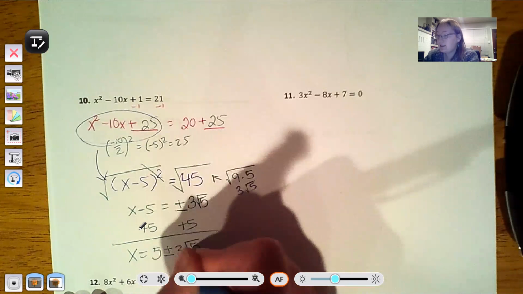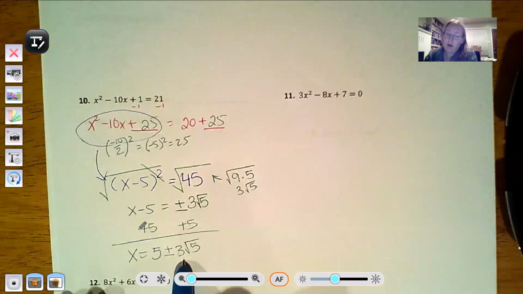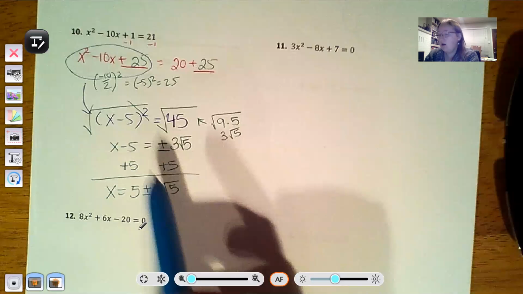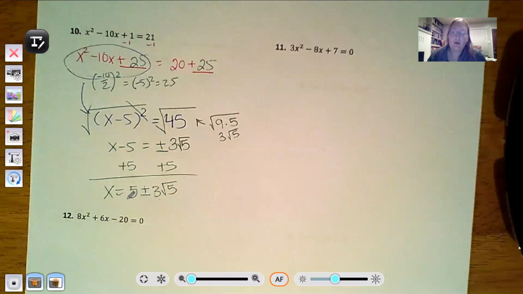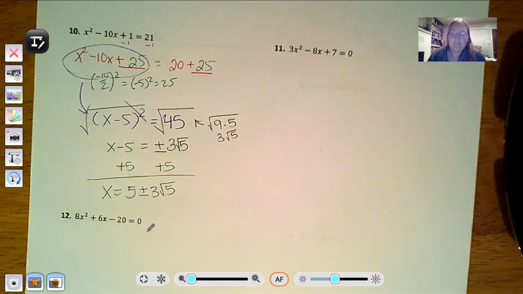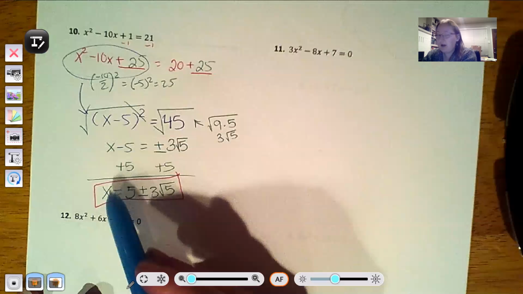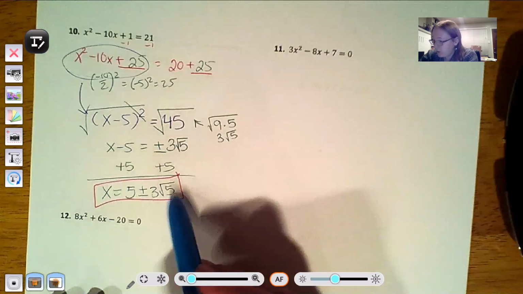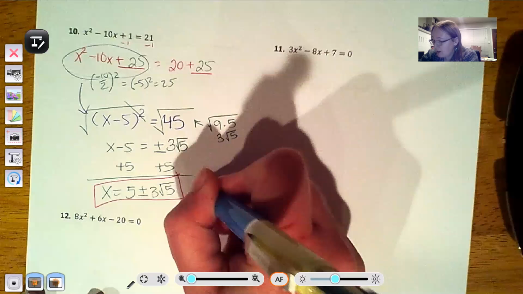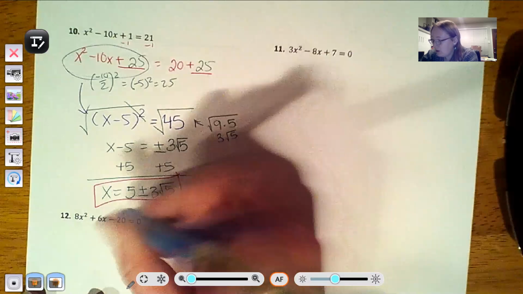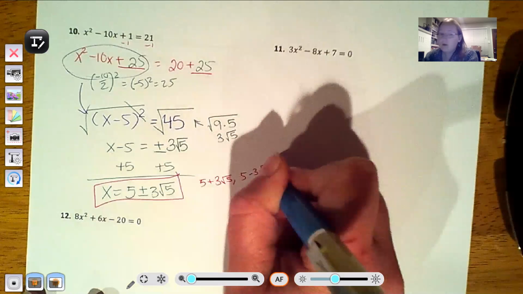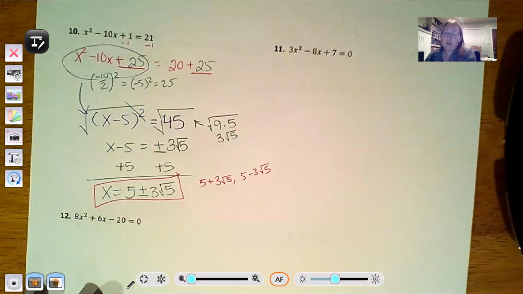These cannot be added to 8 because that would not be following order of operations. You have to do your multiplication before you do your addition, and these are not like terms, so you can't add them. So there's two ways to think about why that can't be added. Two answers, 5 plus 3 root 5, and then 5 minus 3 root 5. In XYZ, you'd actually have to write it as two separate things. They don't have a plus minus symbol. So those would be your two answers.